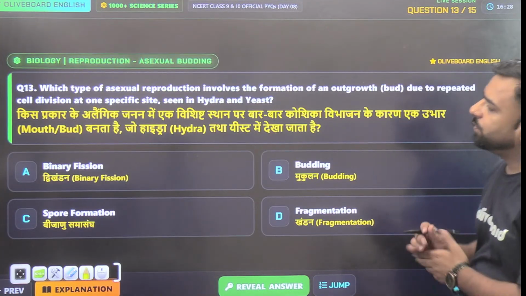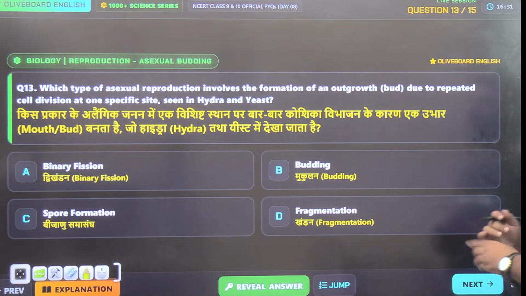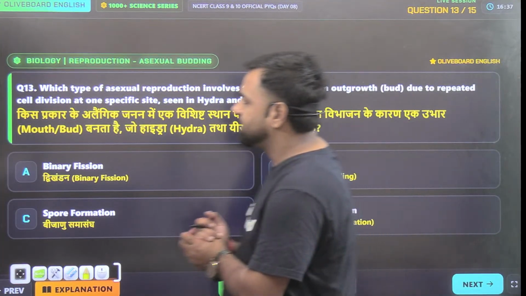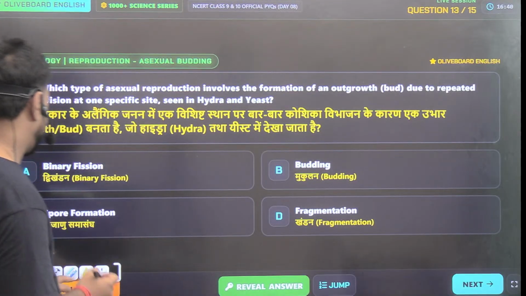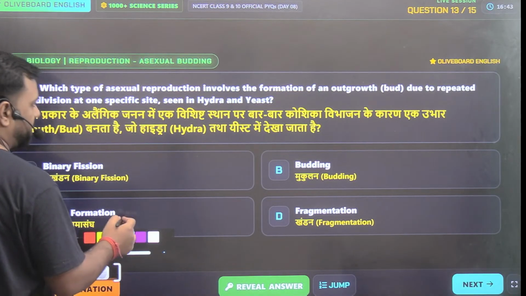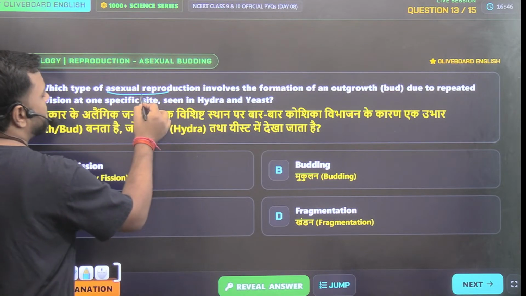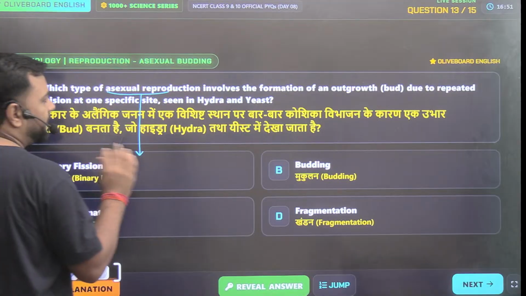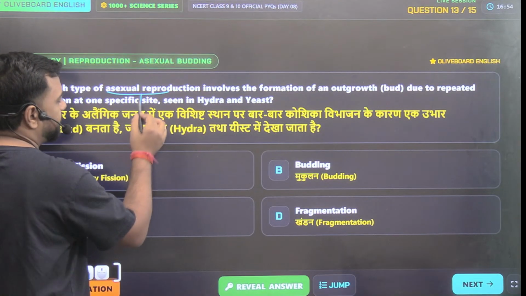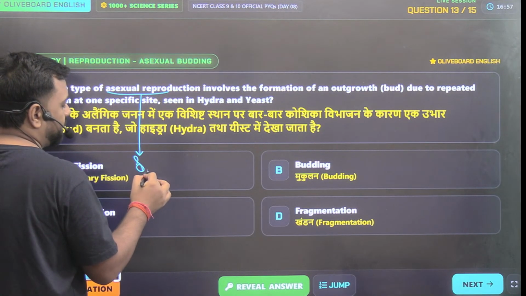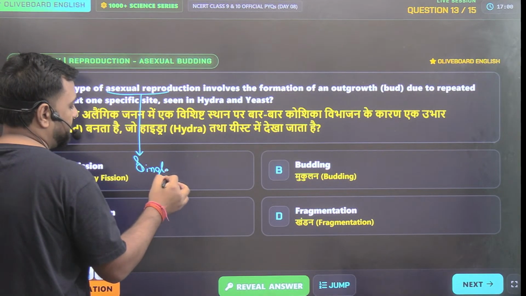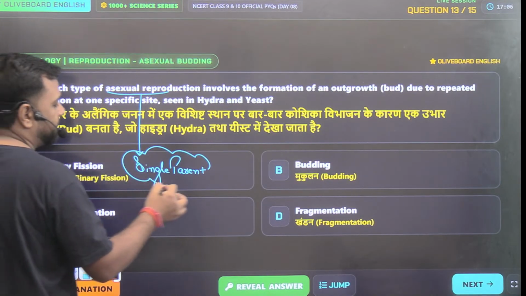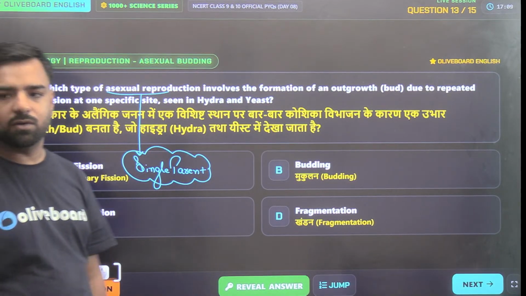Next is, which type of asexual reproduction involves the formation of an outgrowth due to repetitive cell division at one specific site, which is seen in the case of Hydra and yeast? So guys, what is asexual reproduction? Asexual reproduction is the one in which a single parent is involved, right?